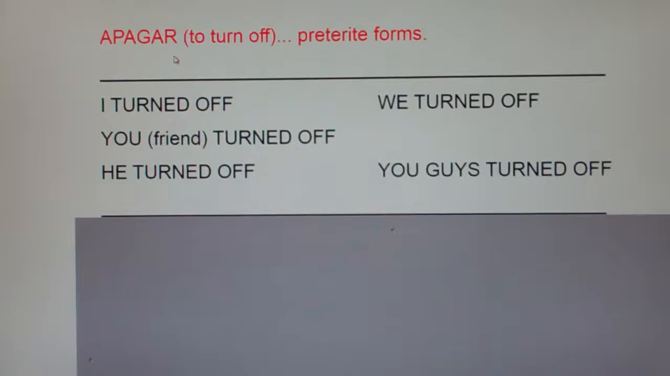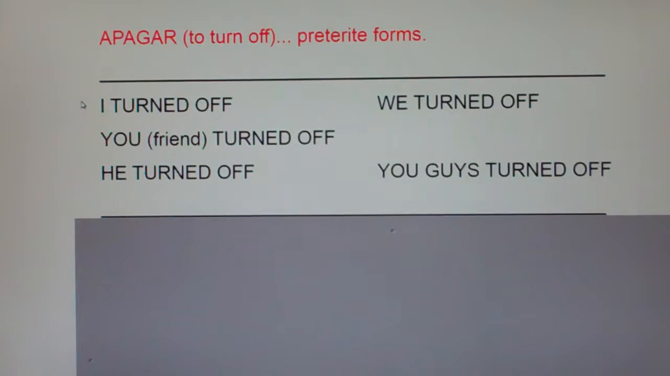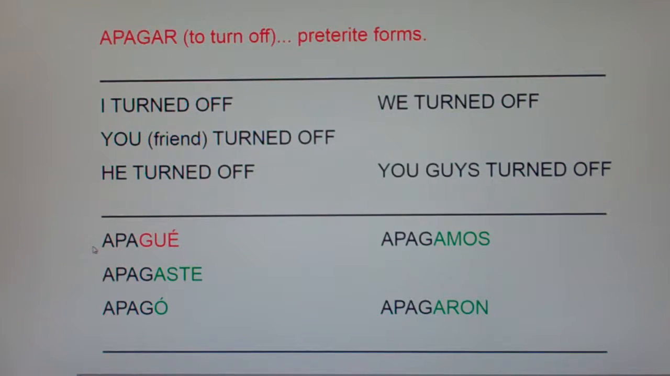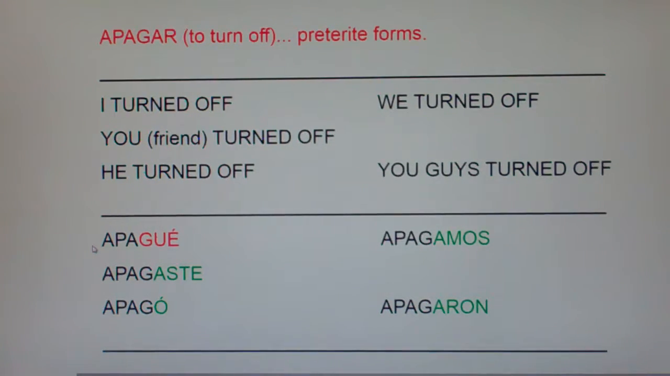Now what I'm going to do is say each form of the verb in English then Spanish and clap. And after I clap, I'd like you to repeat both the English and the Spanish with me. Okay? I turned off. Yo apagué. You, friend, turned off. Tú apagaste.